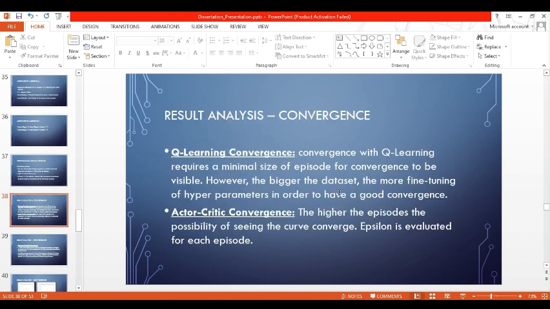Now, also in my research analysis, I discovered that yes, the Q-learning converges and the actor-critic converges, but not in the same way. I also discovered that the higher the number of episodes, the more visible the convergence we can find in the actor-critic algorithm. However, the Q-learning converges so fast, though.